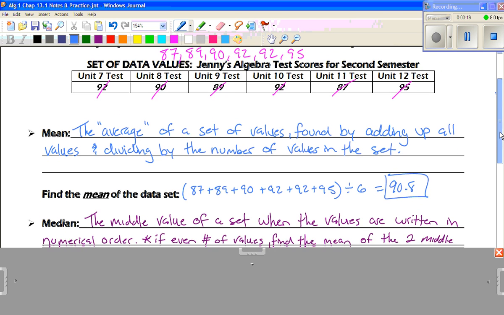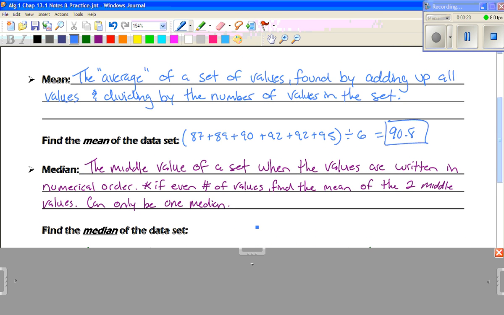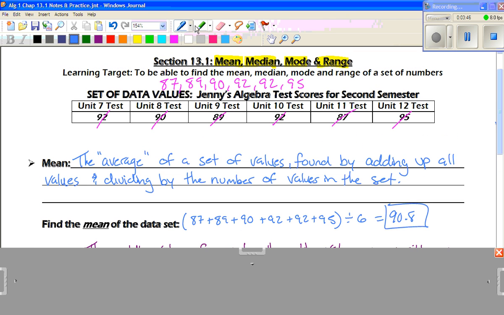Now, the next part that we have to do is when we're talking about the median. The median is the middle value of a set when the values are written in numerical order. If there are an even amount, though, since there's no exact middle, we have to find the number in the middle of the two and divide by 2. Because there can only be one median. And I'm pretty sure that's what happens in ours. So here's our example.